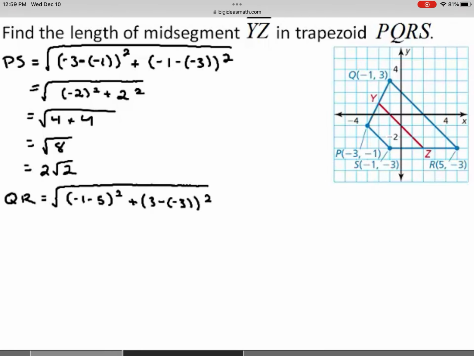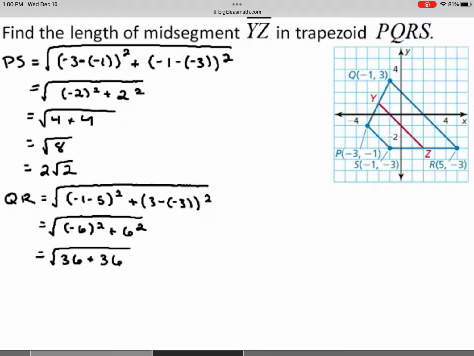QR equals the square root of the quantity (-1 minus 5) squared plus the quantity (3 minus -3) squared. Simplifying gives the square root of (-6) squared plus 6 squared. Simplifying again gives the square root of 36 plus 36. Adding 36 and 36 gives the square root of 72. Simplifying gives 6 times the square root of 2.